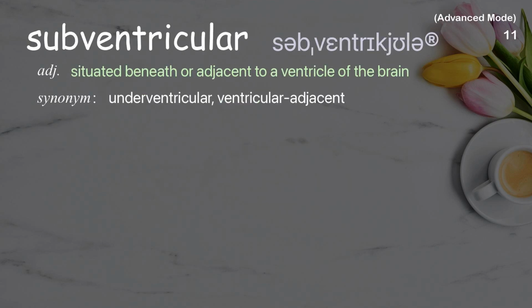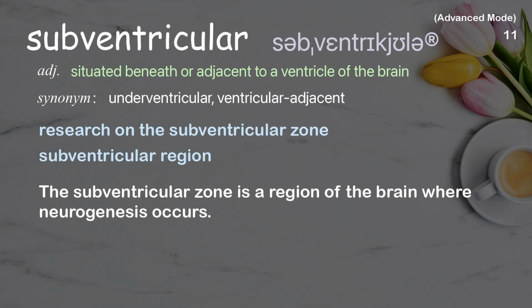Subventricular. Situated beneath or adjacent to a ventricle of the brain. Examples: Research on the subventricular zone. Subventricular region. The subventricular zone is a region of the brain where neurogenesis occurs.